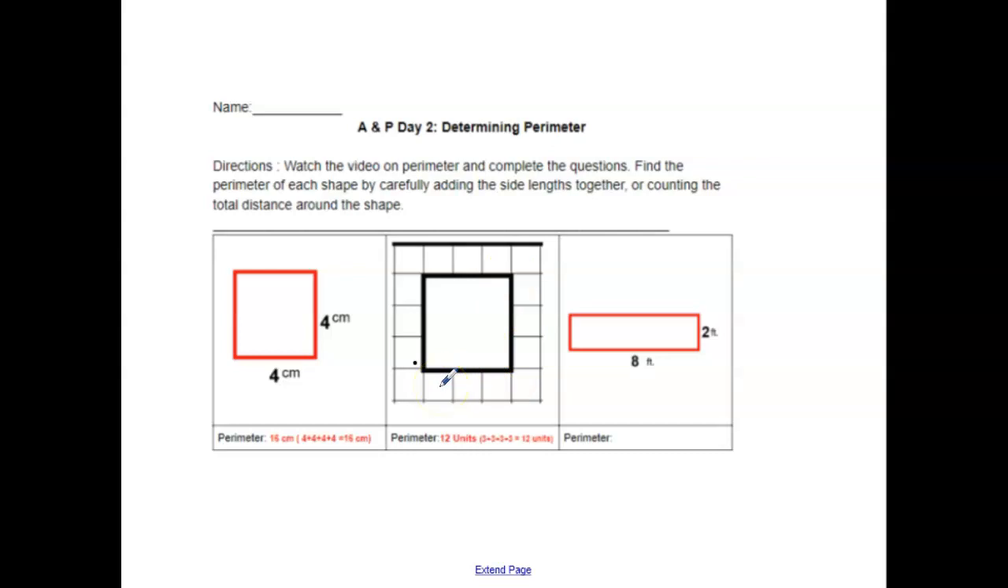Fantastic. You will complete the remaining rectangles by yourself today. I cannot wait to see you carefully add each side length to determine the perimeter or the distance around the edges of these shapes. Thank you for your fantastic listening. I cannot wait to see your work today, third graders.